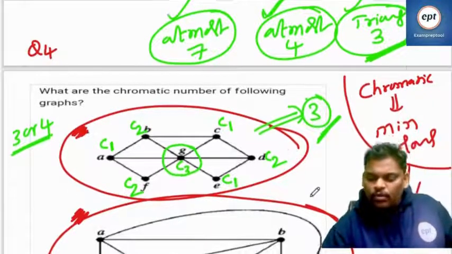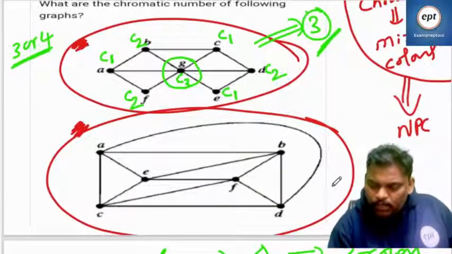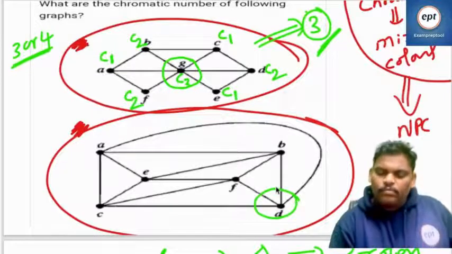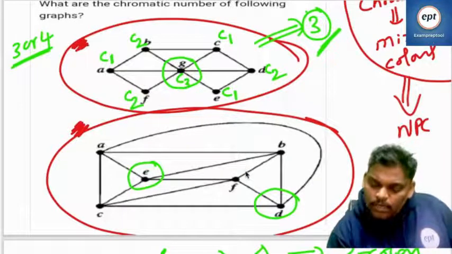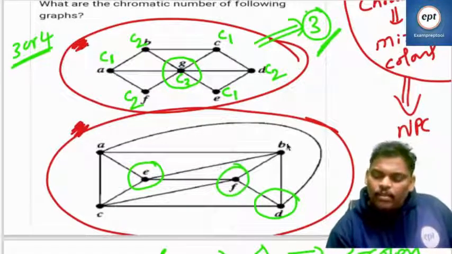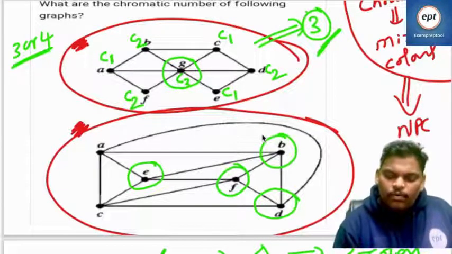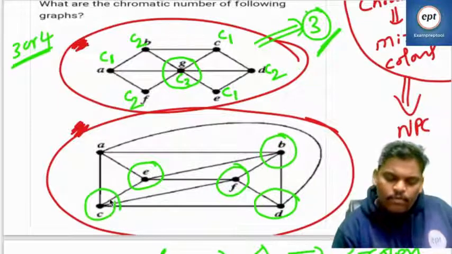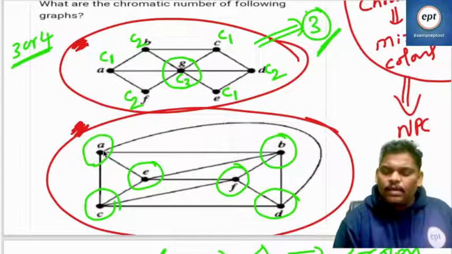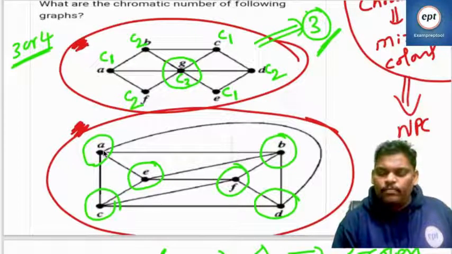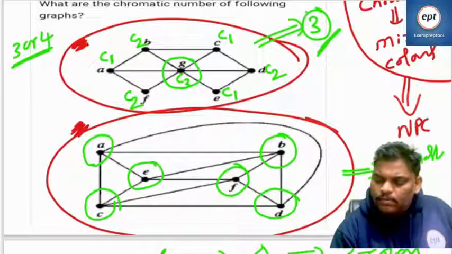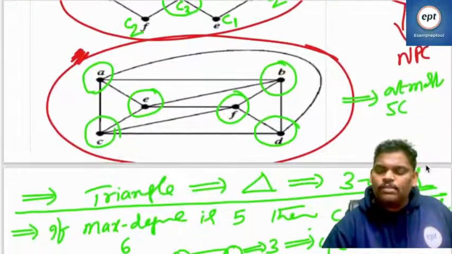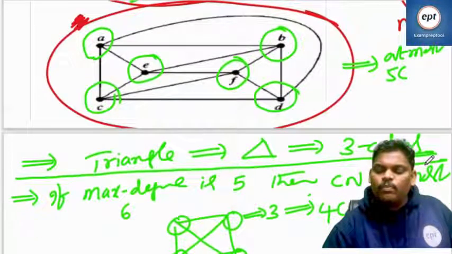So in the similar way, can you go to the second part? What is the maximum degree? This is 4. This is 3. This is 4. This is 4. This is 4. I think maximum degree is 4. If the maximum degree is 4, at most 5 colors.